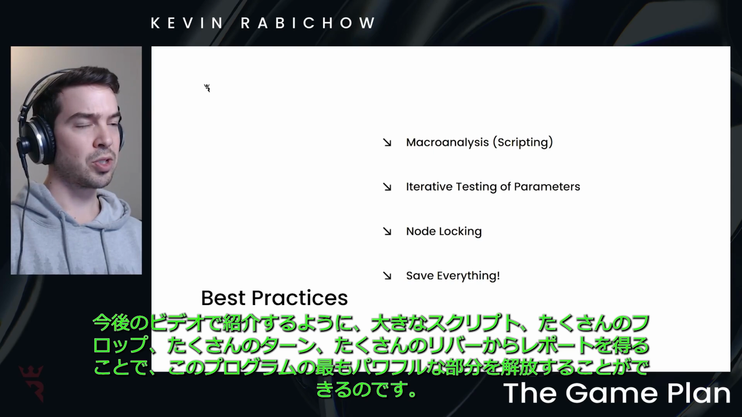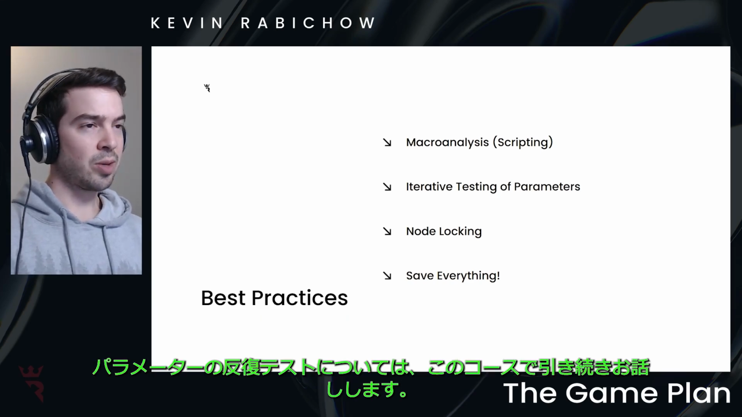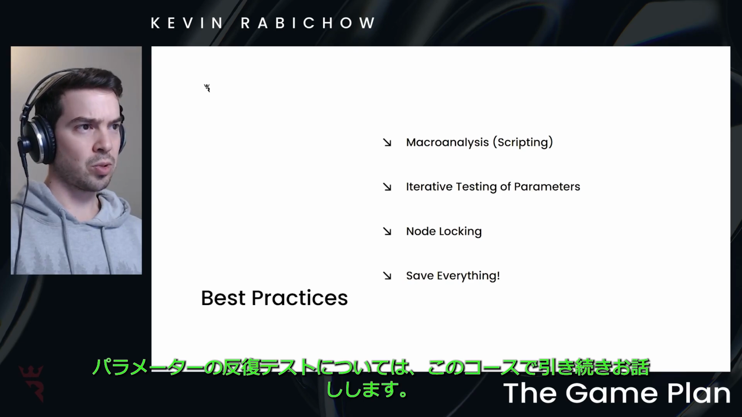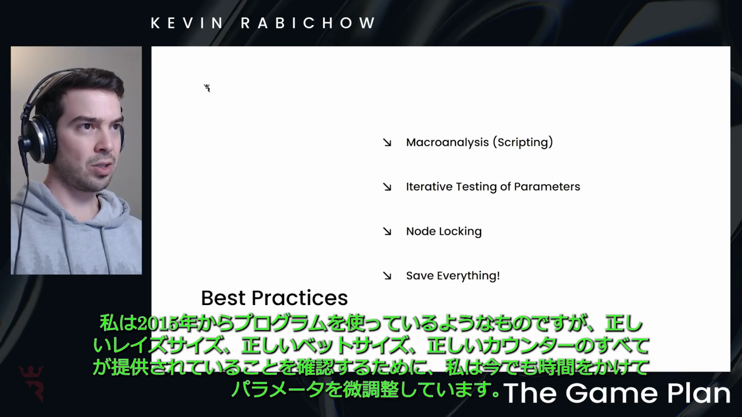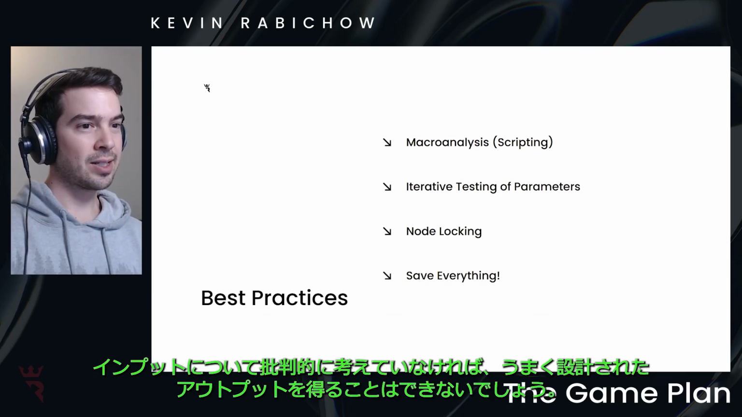This is how you're going to unlock the most powerful parts of the program, is getting reports, as I'll show in a future video, from big scripts, lots of flops, lots of turns, lots of rivers. The iterative testing of parameters is something I'll continue to talk about through this course. I've been using the program since 2015, and I still tweak my parameters over time to make sure that the right raise sizes, the right bet sizes, the right counters are all being offered. And if you are not critically thinking about the inputs, then you're not going to get well-designed outputs.